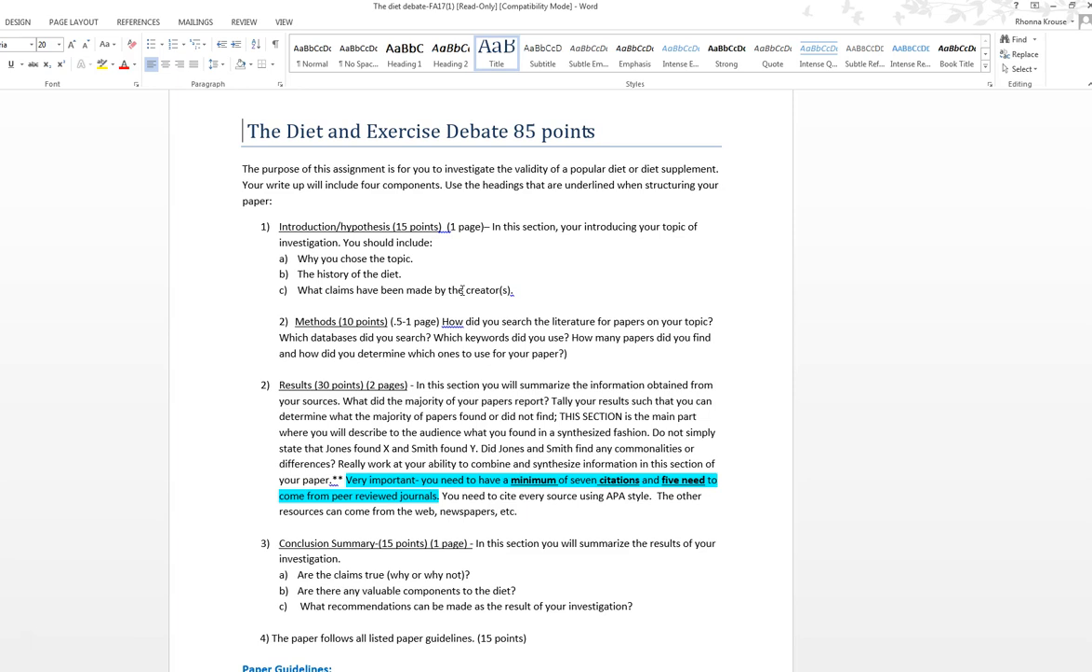In this section, you are highlighting the process you went through in researching your topic.